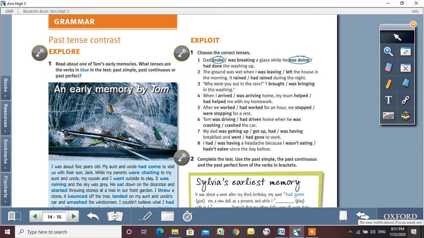Hello Middle 3 students. Today we will take the Grammar Unit 2, page 15, Past Tense Contrast. So we are going to compare between all the past tenses: the past simple tense, past continuous tense, and past perfect tense. Now we start with the past simple tense.